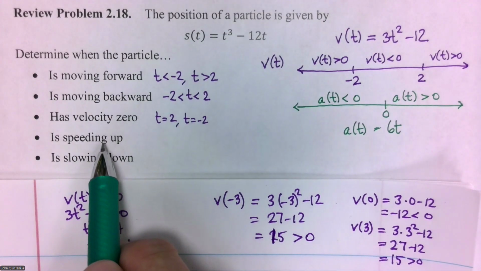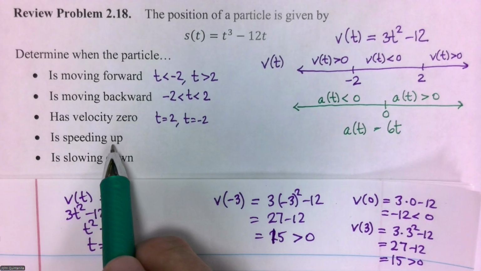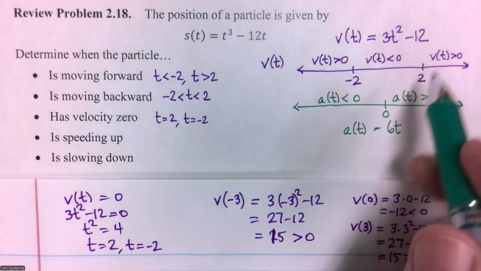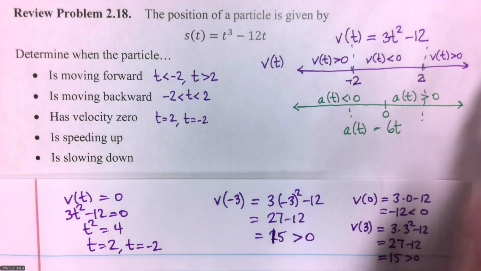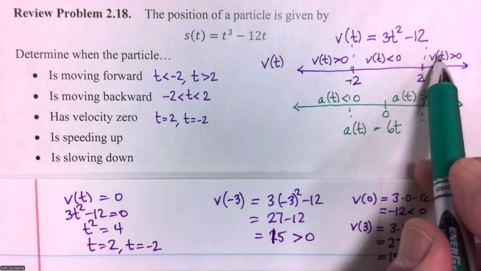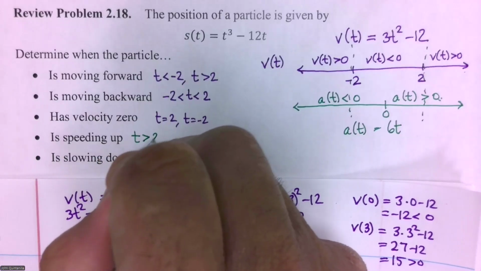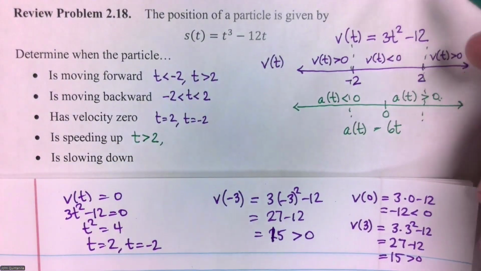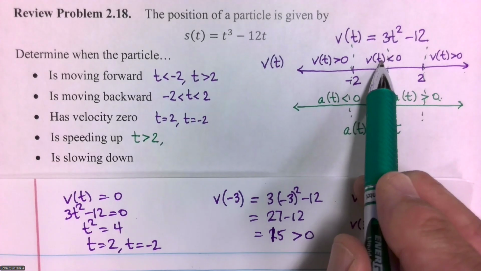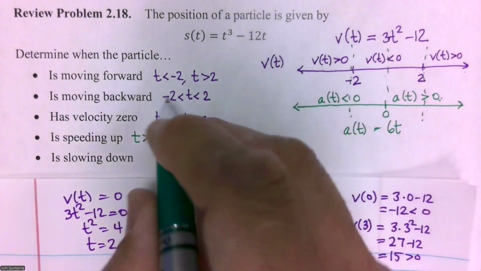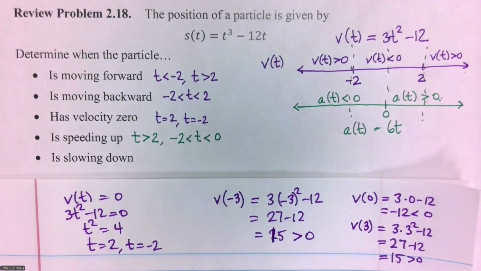All right, now when is it speeding up? It is speeding up when the velocity and acceleration are either both positive or both negative. Okay, so in this region out here, let me just kind of mark these with green lines. In the region to the right of 2, the velocity and the acceleration are both positive. So it is speeding up when t is greater than 2. Furthermore, if I look at this region here between negative 2 and 0, the velocity is negative and also the acceleration is negative. And so between negative 2 and 0, it is speeding up.